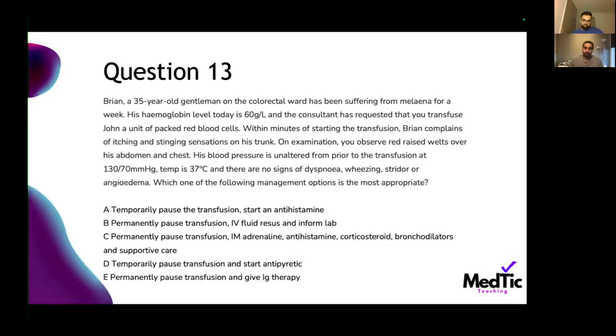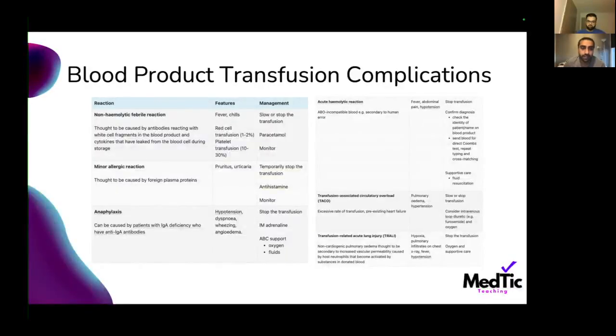Those that have answered have all selected A. Okay, the answer is A. Very good. This is lifted from PassMed. I find the best way to remember the blood product transfusion complications is actually just remembering the name. When I remember the name, then I think here are the symptoms, and therefore I understand what the management is. That's the best way around it.